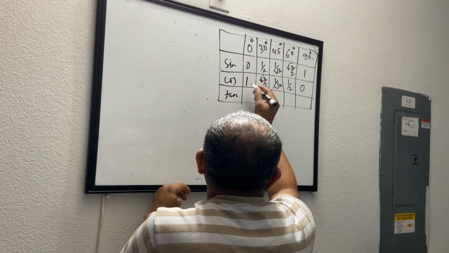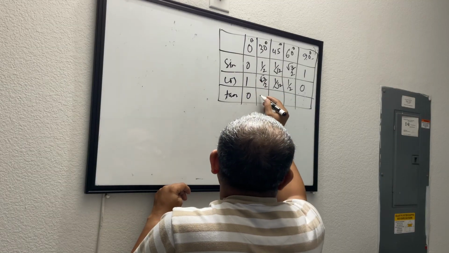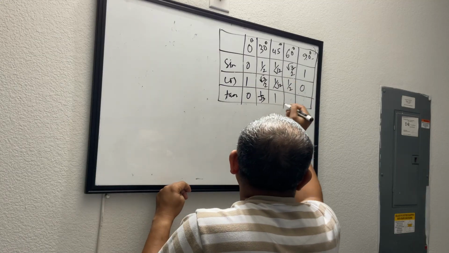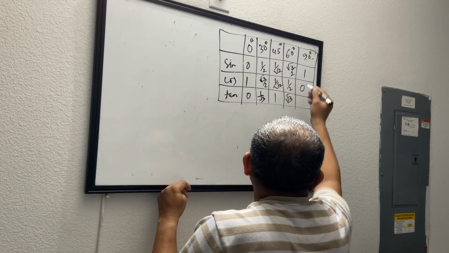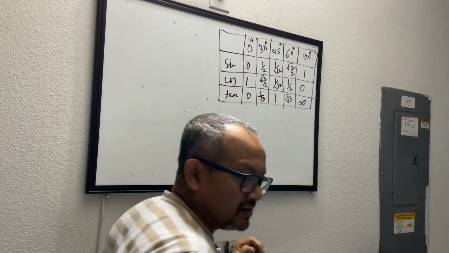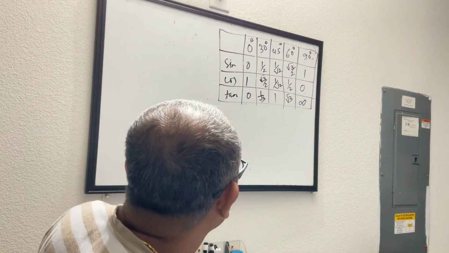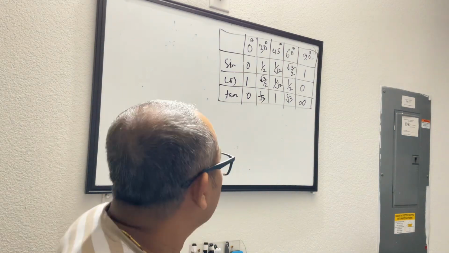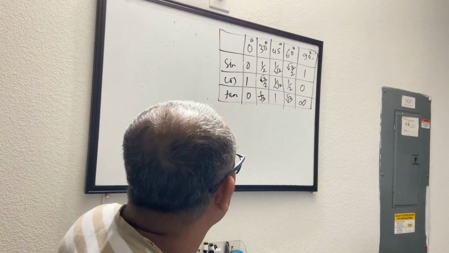So 0 over 1 is 0. This is 1 over root 3. This is 1. This is root 3, and this is undefined. Now you will say, why do we have to memorize this? We don't have to memorize this. You will end up memorizing it without putting any effort into it.